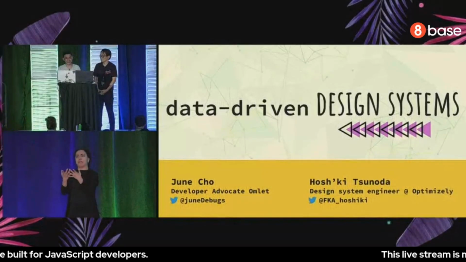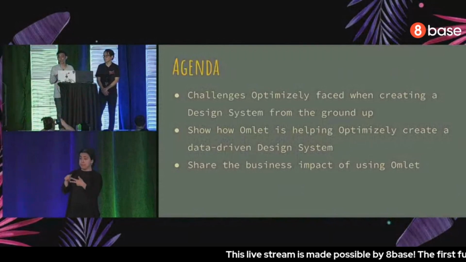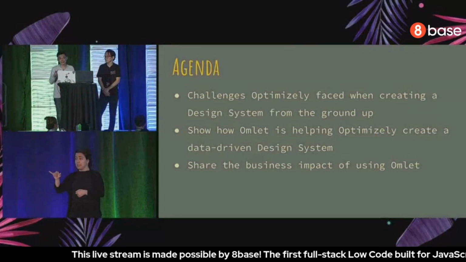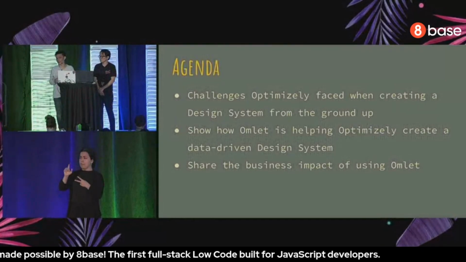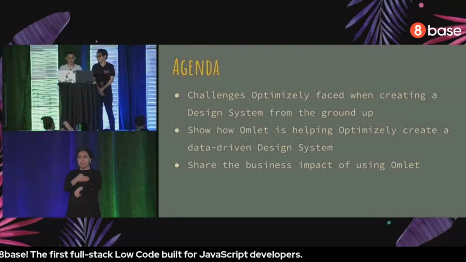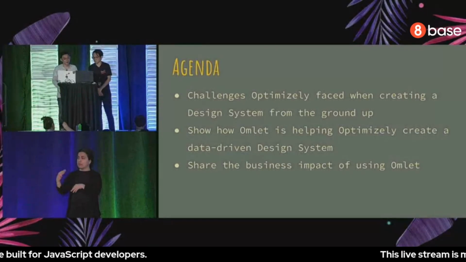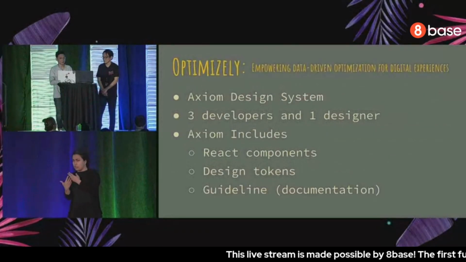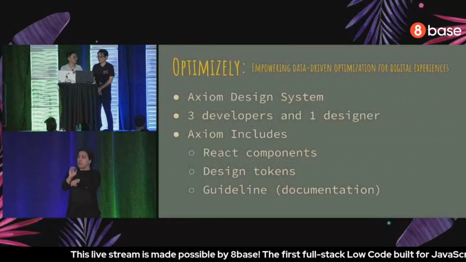So speaking of design systems, today we're going to talk about three things. The first thing we're going to talk about is some of the challenges Optimizely faced when creating a design system from the ground up. Second, we're going to share how Omlet is helping Optimizely create a data-driven design system. And lastly, Hosh'ki is going to share the business impact of using Omlet. So Hosh'ki, before we go into the challenges you faced, can you share with our friends here a little bit about the design systems team at Optimizely and a little bit about the Axiom component library?